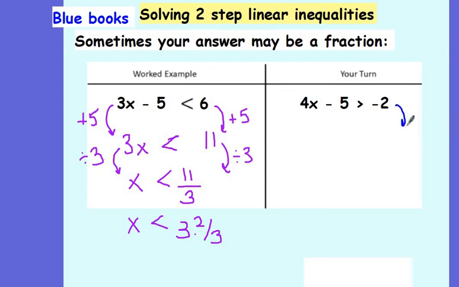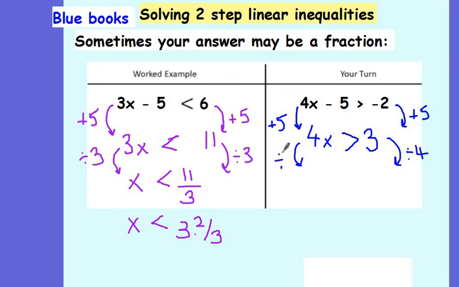Let's go through the answer. We're going to add 5 to both sides. That gives me 4x is greater than 3. I'm then going to divide by 4. So x is greater than 3 over 4. Make sure you've got this example in your dark blue books for me.